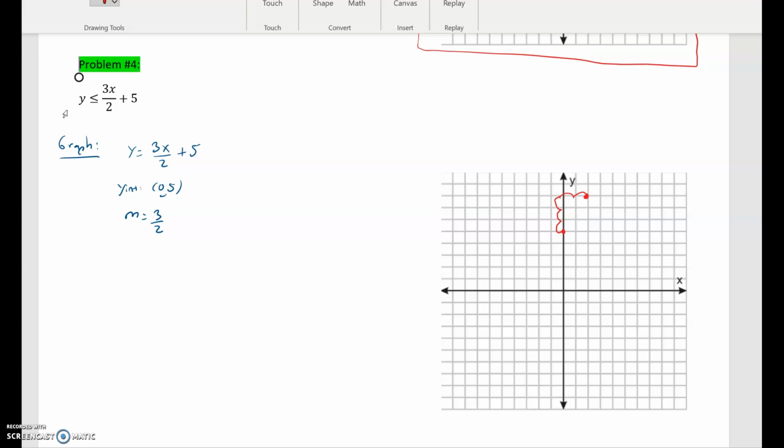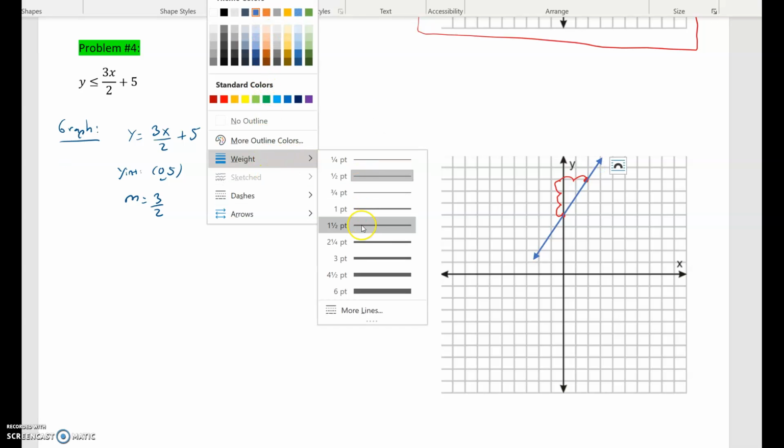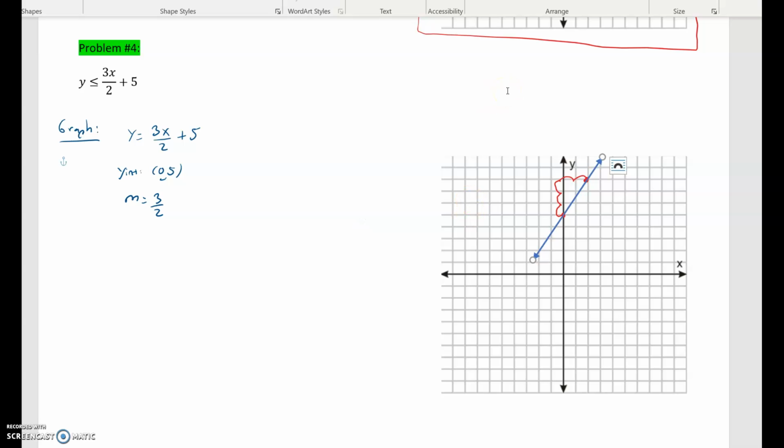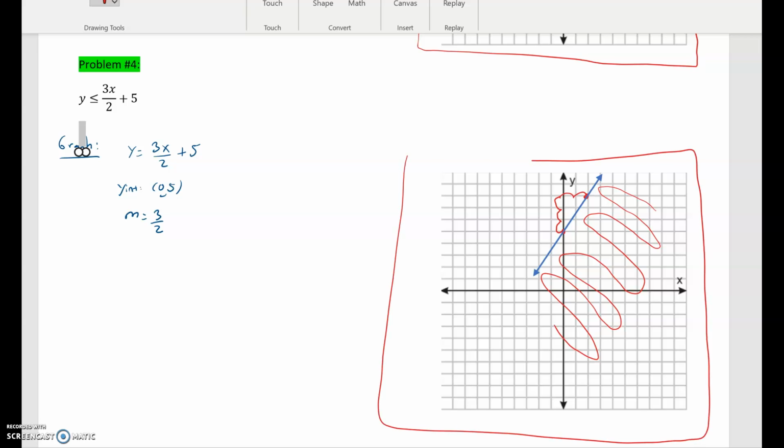Let's actually put our line, and notice that our line is going to be solid because of the statement of less than or equal. So when we insert the line, this was already good. Let me just make it a little bit thicker. There we go. Okay. Now, notice that our line is given as a statement of less than. Less than means below the line. So the shading that we're going to be doing on this one is going to be below the line. That would be our solution.